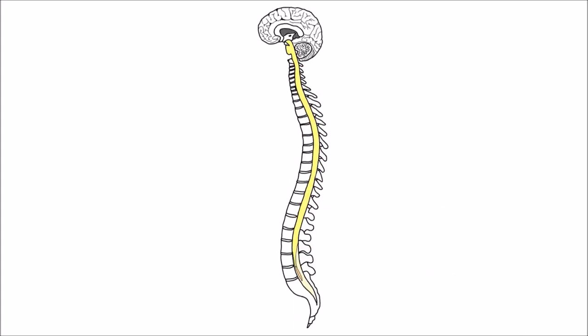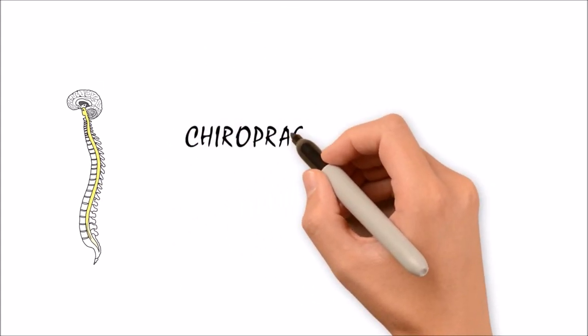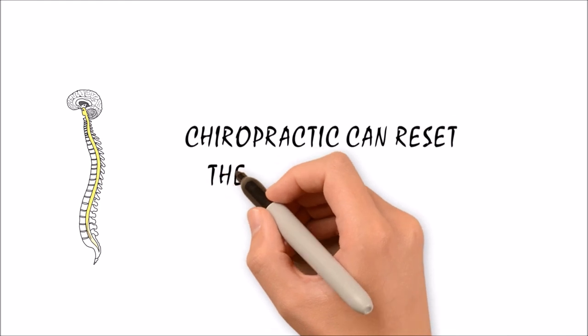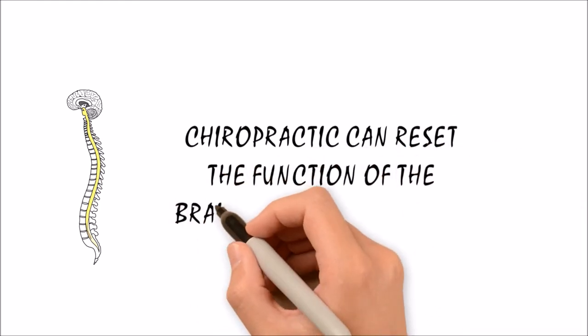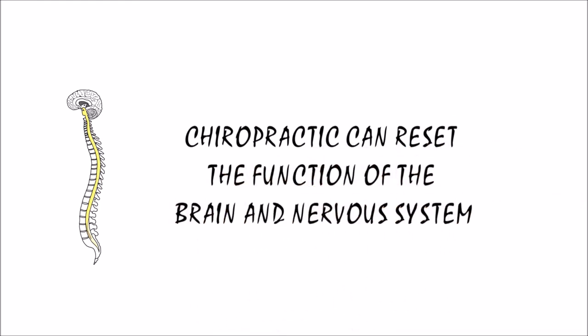In the next video, you will find out how chiropractic care can help reset the function of the brain and the central nervous system, improving the accuracy of your brain's map of the body so that you can operate at your best.